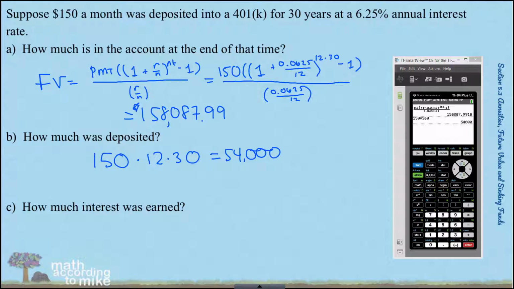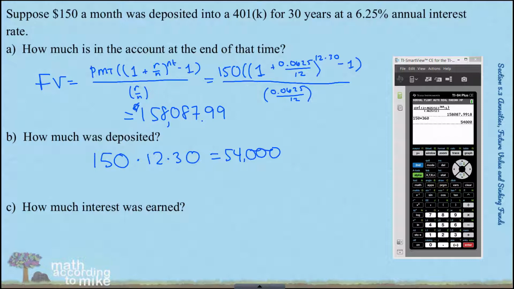How much interest was earned? Well, can I use I equals PRT? No. Why can't I use I equals PRT? Because there's 360 periods. You can only use I equals PRT when there's one and only one period. So how do you figure out the interest earned? You go back to the definition of interest. Money paid for the use of money.